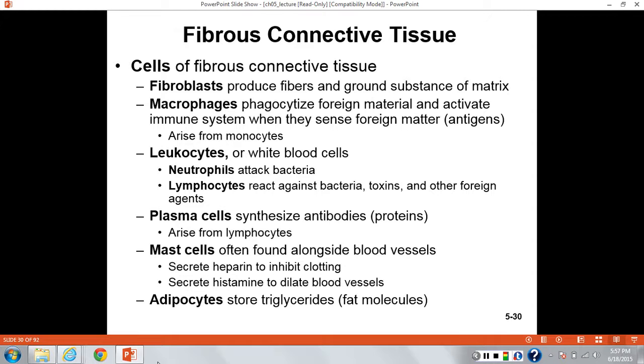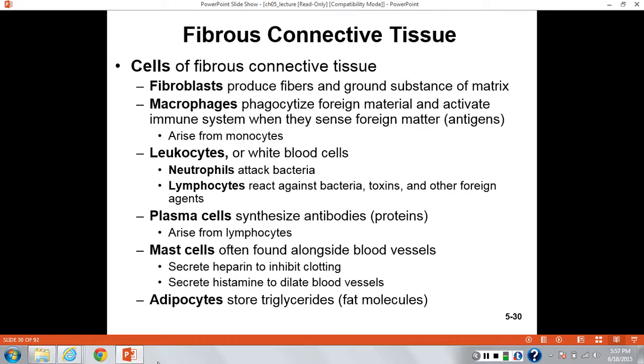Let's look at fibroblast. When you hear the term blast, that means immature. Cyte means mature. So these are immature what? Fibers. Fibroblasts. Macrophages. This is a special form of white blood cells. Macrophages mature from monocytes. Their job is to circulate and to kill foreign things that they find in the body.